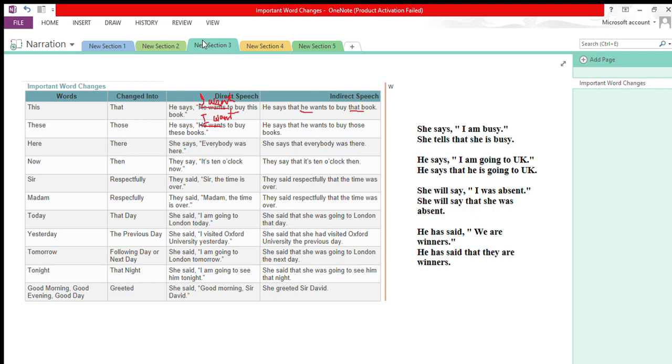Now the next point is important word changes. Please focus on these two columns. While changing the speech from direct into indirect, this changes into that, these changes into those, here changes into there, now changes into then, sir changes into respectfully, madam changes into respectfully, today changes into that day, yesterday changes into the previous day, tomorrow changes into the following day or the next day, tonight changes into that night, and good morning, good evening, good day is changed into greeted.